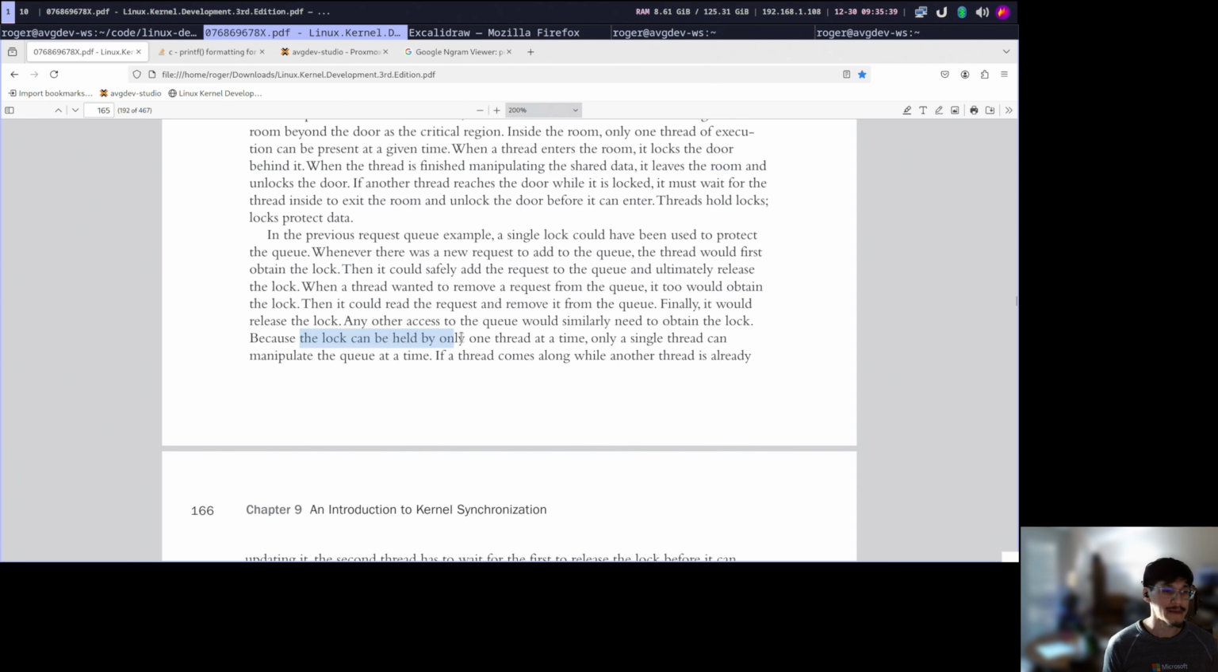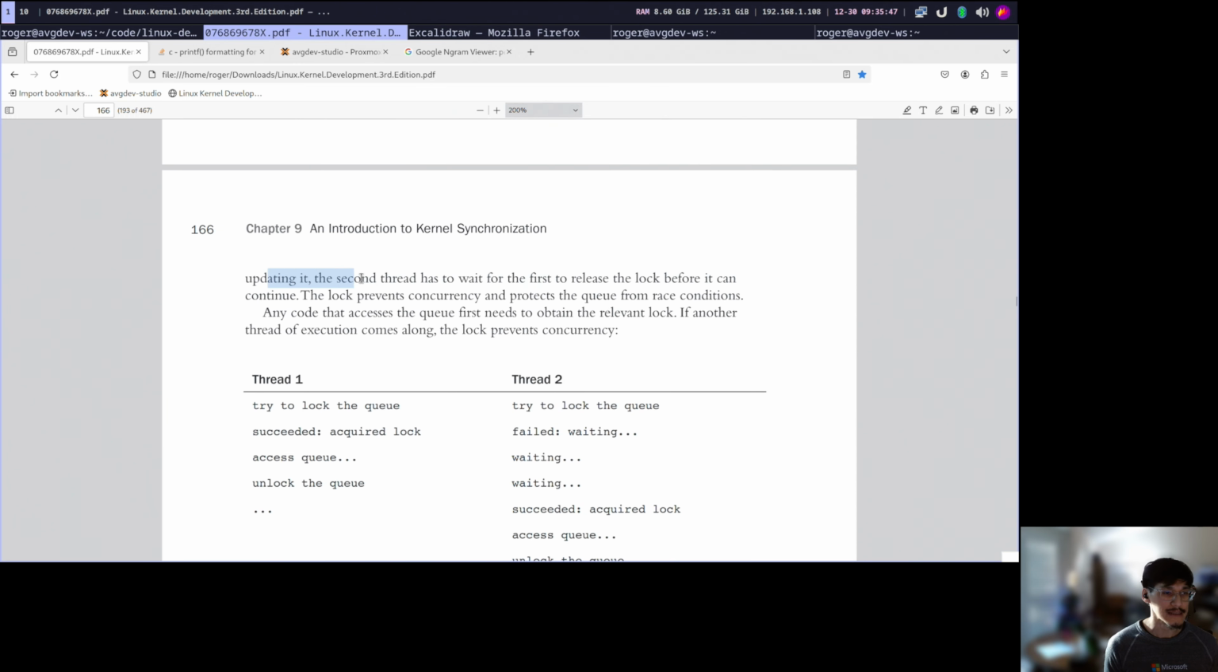Because the lock can be held by only one thread at a time, only a single thread can manipulate the queue at a time. If a thread comes along while another thread is already updating it, the second thread has to wait for the first to release the lock before it can continue. The lock prevents concurrency and protects the queue from race conditions. Any code that accesses the queue first needs to obtain the relevant lock.